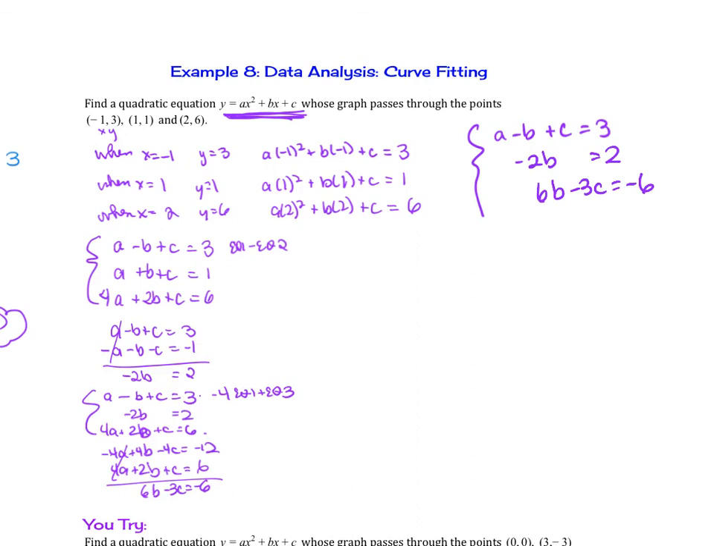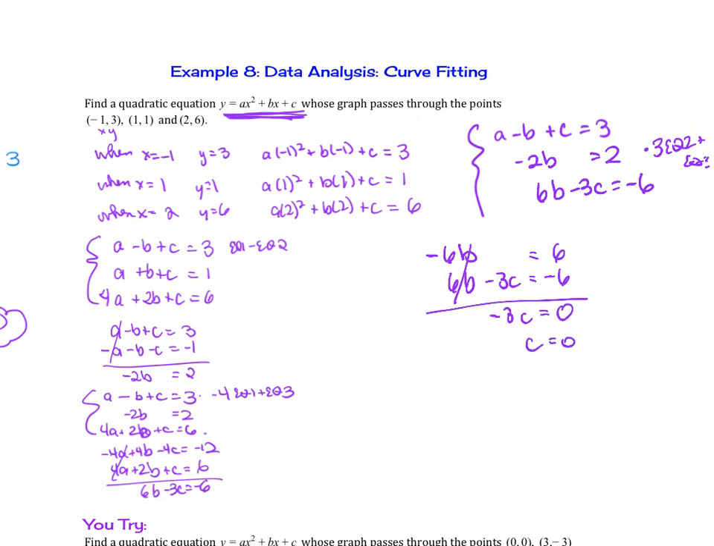And so what do we want to do next? Let's go ahead and get rid of b. So let's multiply the negative 2b over here by 3, and then we're going to add it to equation 3. So this is negative 6b equals 6, and then we get 6b minus 3c equals negative 6. So we find that negative 3c equals 0.